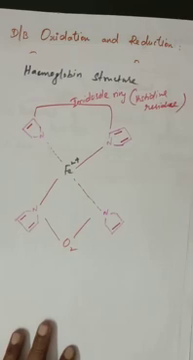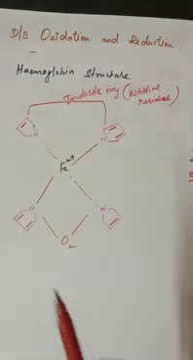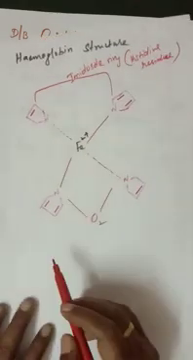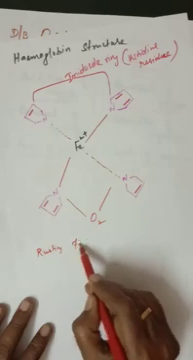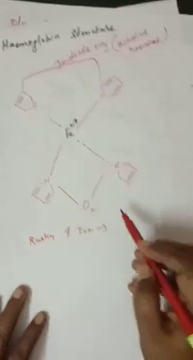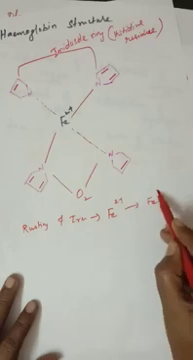In this rusting of iron, the Fe2+ becomes Fe3+ ions, isn't it? So Fe2+ becomes Fe3+, that is what rusting of iron is. Here, in the rusting of iron, oxidation takes place. Fe2+ becomes Fe3+, isn't it?